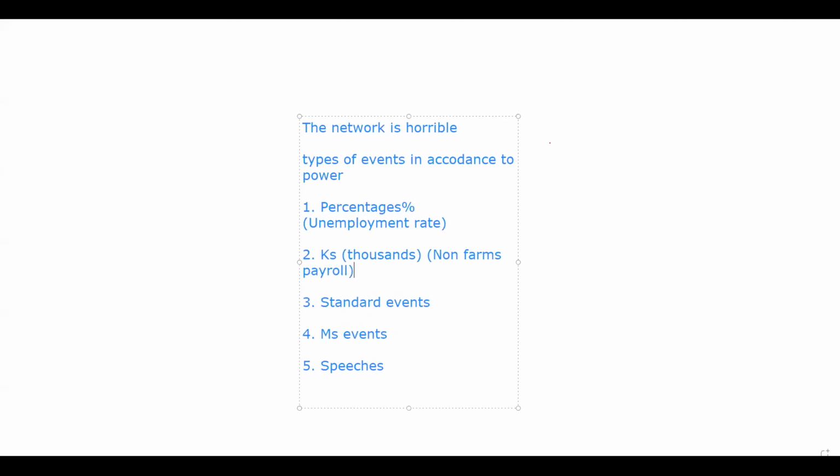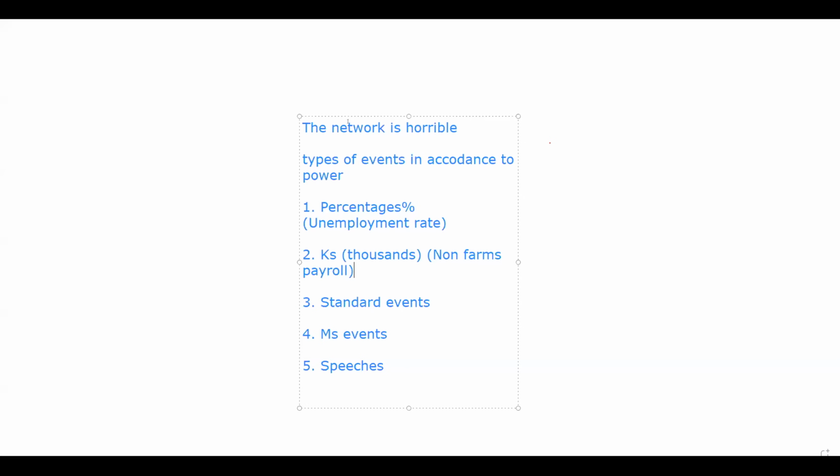Now, on NFP, guys, understand something. NFP is not one event. It's two events. It's non-farms payroll, and it's also the unemployment rate. Non-farms payroll is a K event, meaning that it's a thousands event. The unemployment rate is a percentage event, right? So between the two, which one is more powerful? The unemployment rate is more powerful than the K event. But I want you to understand something. The K event is the one that is most likely to react first. There's about a 70% chance that the K event will react first.